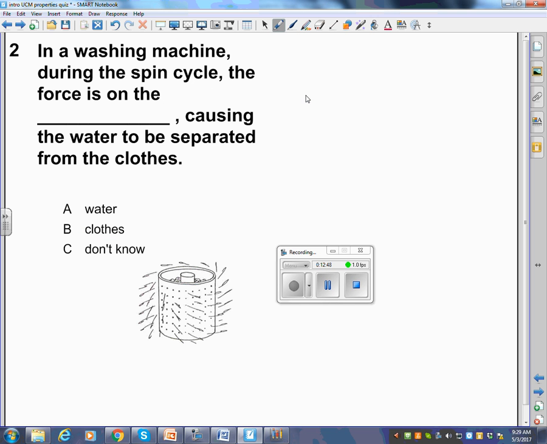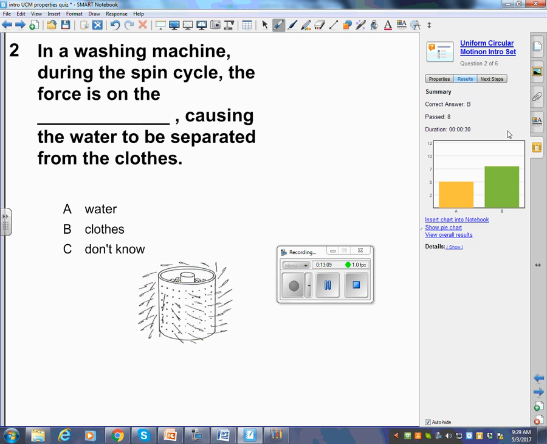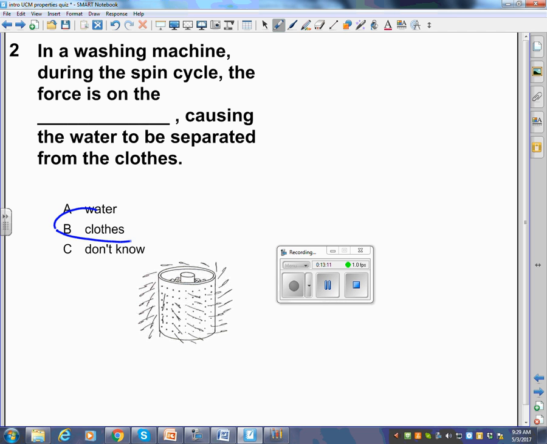In a washing machine during the spin cycle, the force is on the what, causing the water to be separated from the clothes? Is it the force is on the water, the force is on the clothes, or, again, I don't know? And the right answer? B, the force is on the clothes, and I will explain.